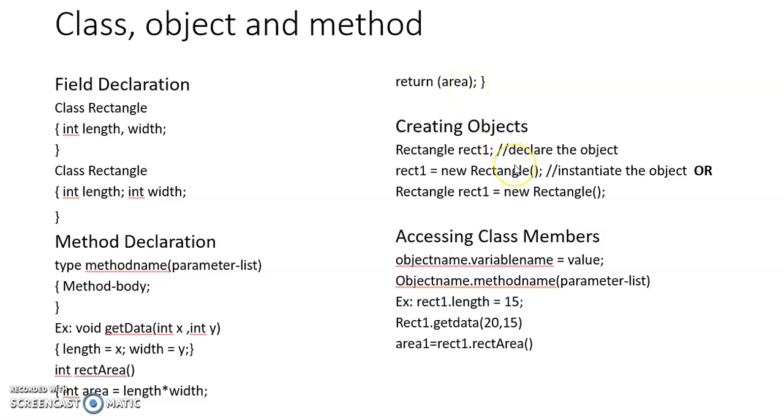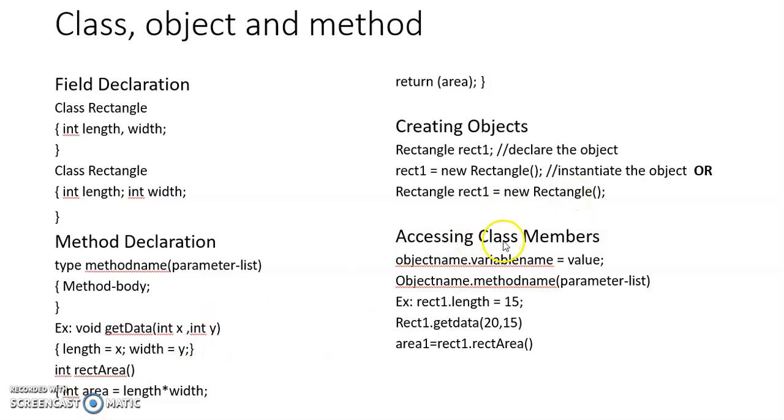Now this deals with creation of an object. When we create an object, we usually show this statement. Actually, this statement came from these two. So Rectangle rect1 is basically declaring the object, and rect1 equal to new Rectangle is basically instantiating the object. So these two statements can be combined together into this one: Rectangle, which belongs to the class name, rect1, which is an object name, and Rectangle, which is the constructor over here.